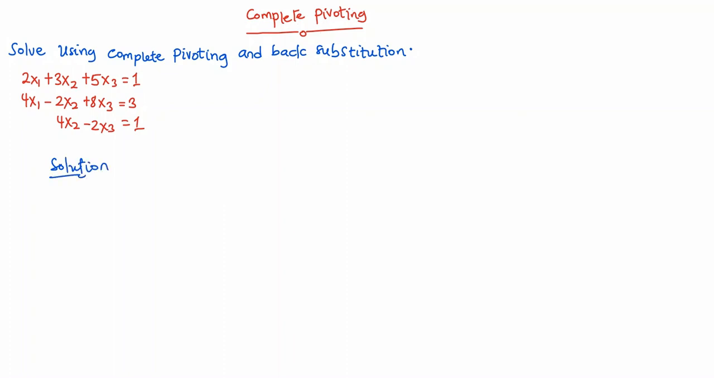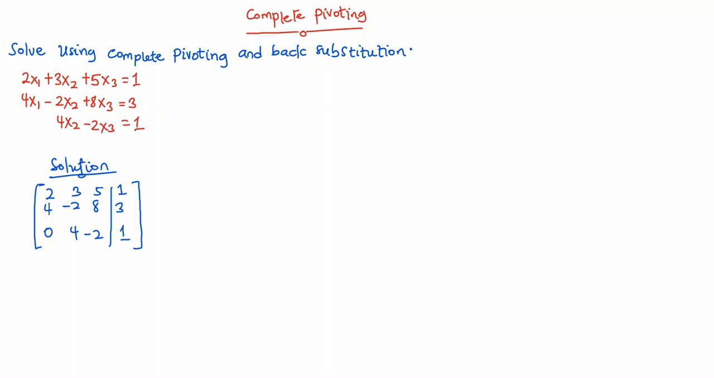Okay, so first of all, I'll start by writing my augmented matrix using the coefficient matrix and then the right hand side. So you're going to have 2, 3, 5. Then you augment it to the right hand side, so I'll have 1 here. Then you have 4, minus 2, 8. Then you have 3 here. Then you're going to have 0, 4, minus 2, 1. So this will be our augmented matrix.